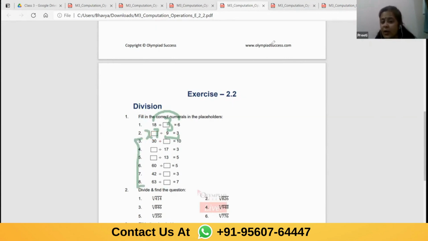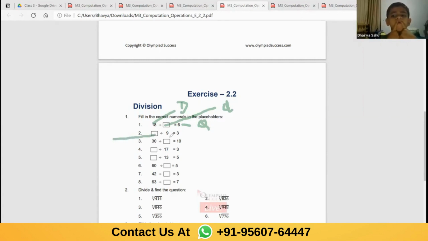So, children, now let me make one thing clear. What is this 18? This is the dividend. You know what is this 6? This is the quotient. And the blank space is the divisor. You have to find out the divisor. Always divide your dividend by your quotient and you can easily find out the divisor. And when you have to find out the dividend, children, then multiply divisor and quotient. Then you can easily find out the dividend.